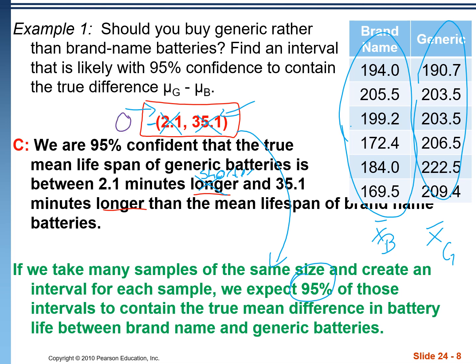One other note before we click off. It's important to notice that 0 is outside this interval here. So the fact that the entire interval is positive is telling us that there's a statistically significant difference in the lifespan of these two types of batteries.